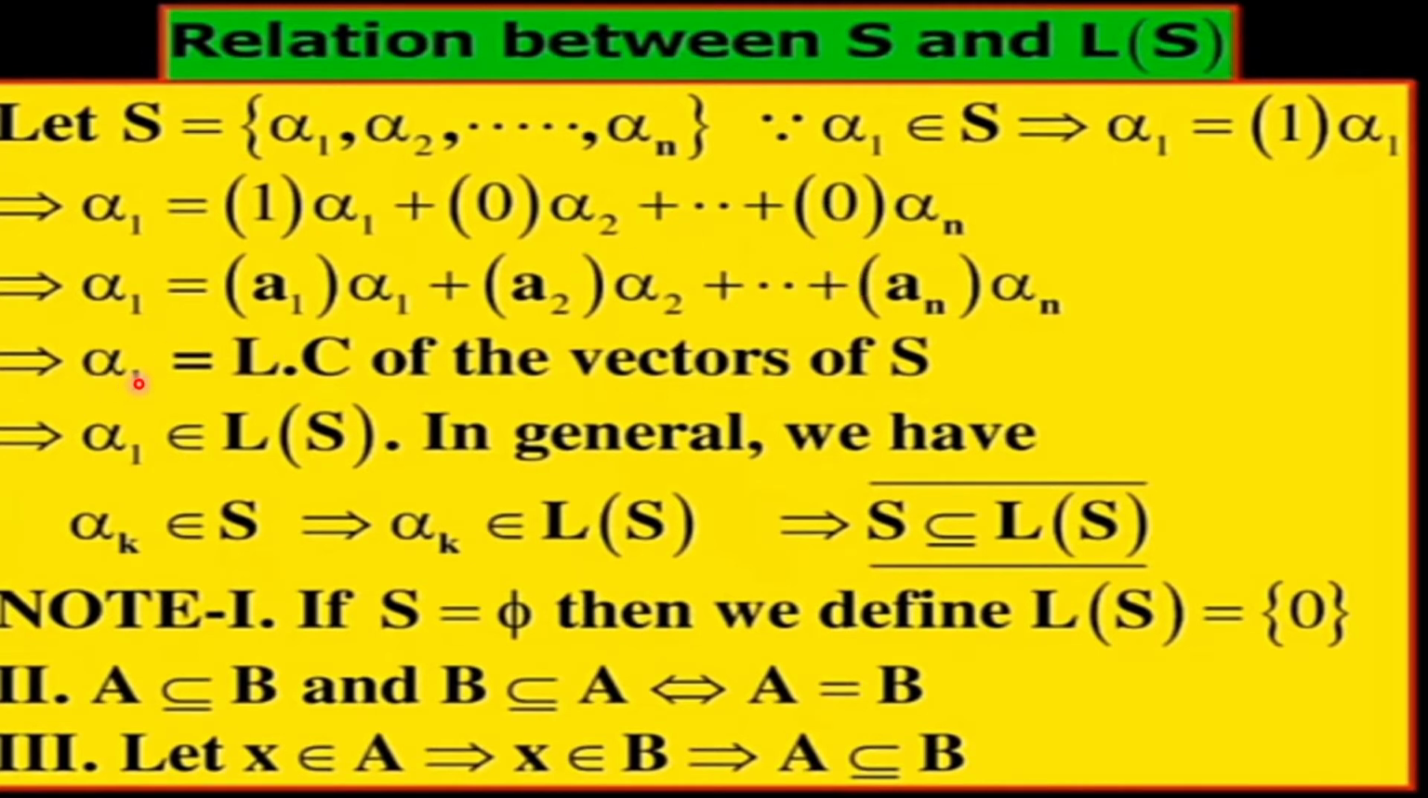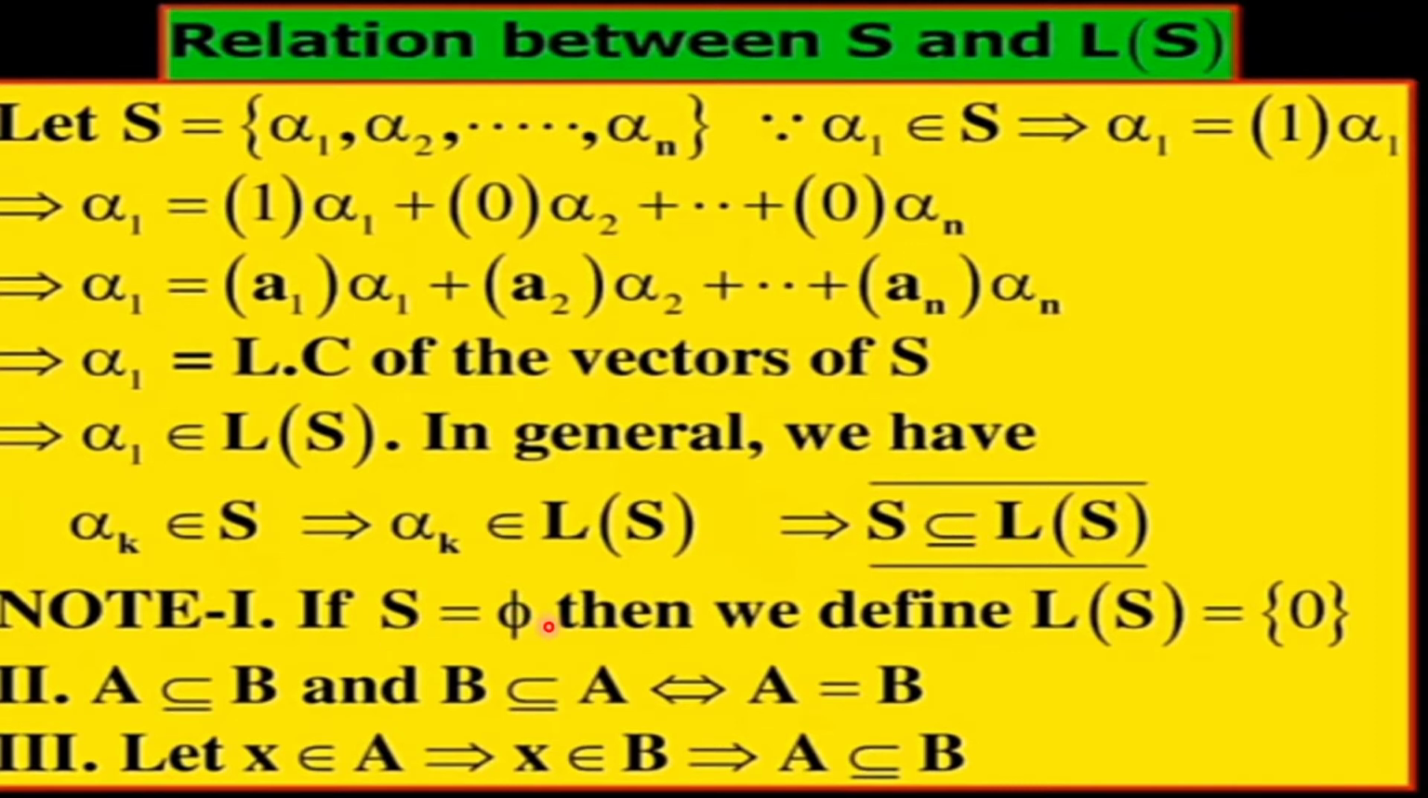That gives alpha 1 is a linear combination of the vectors of S. That gives alpha 1 belongs to L of S. In general, we have alpha k belongs to S. That gives alpha k belongs to L of S. So every element of S is an element of L of S. That gives S is a subset of L of S.